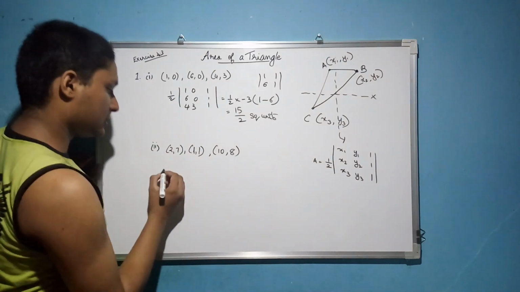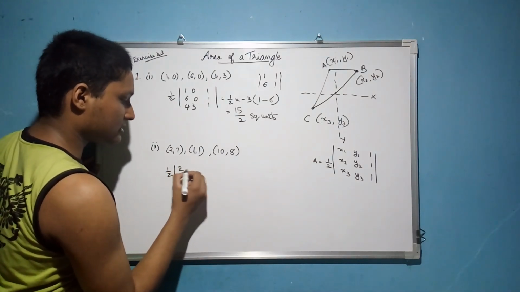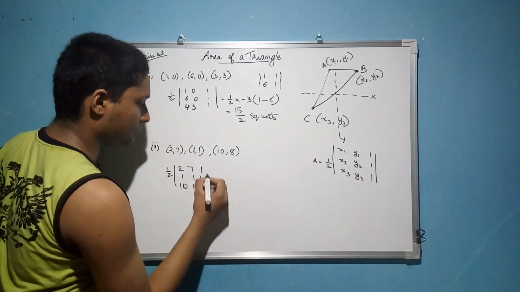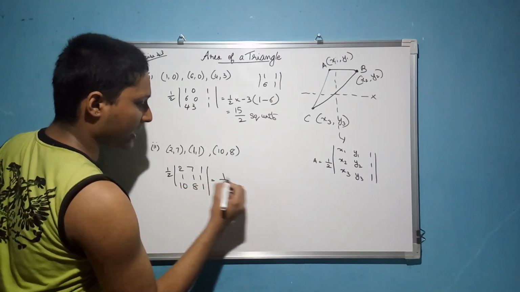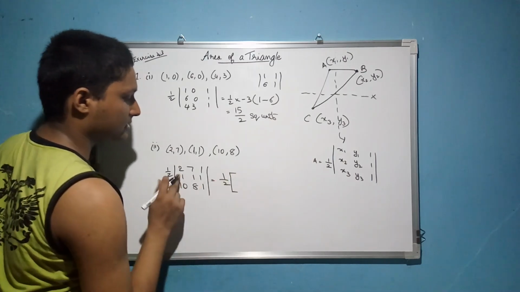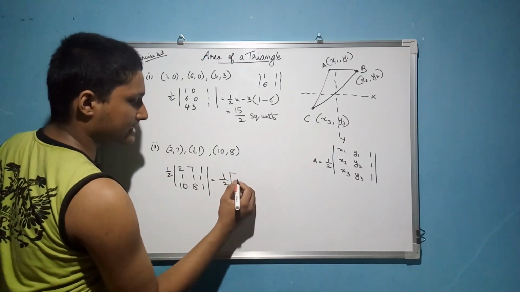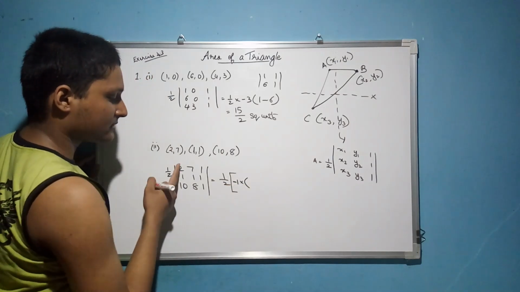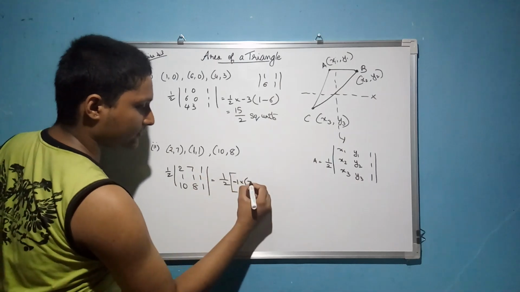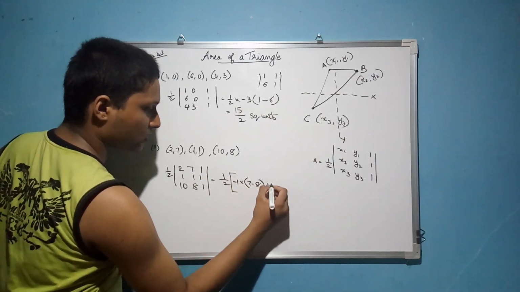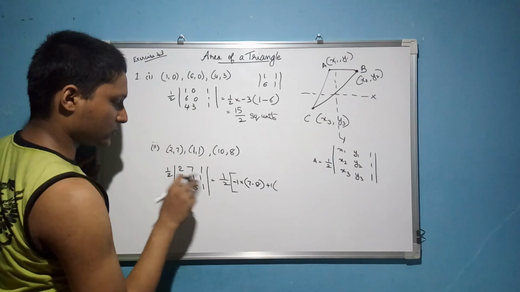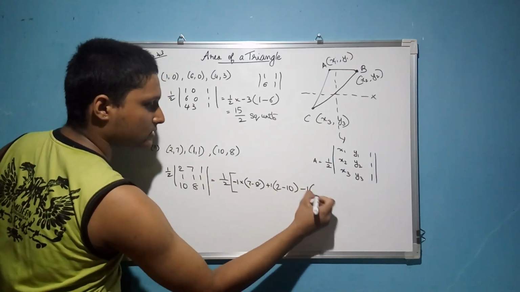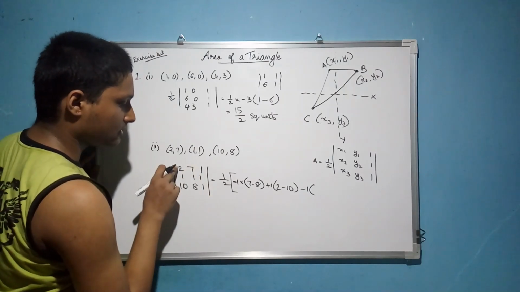Second subdivision, similarly I'm going to do it very fast. 2 7 1, 1 1 1, 10 8 1. Maybe I'll expand from the second row, since it is 1 1 1, it's going to be easier than the other one. So I should start with a negative sign here, and it comes to be 7 minus 8, plus 1 into 2 minus 10, minus 1 into 16 minus 70.